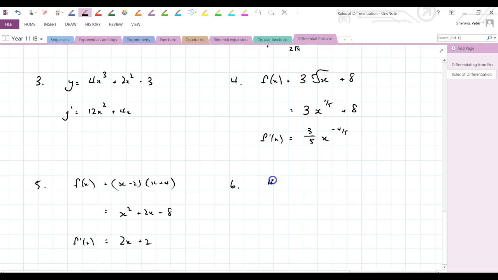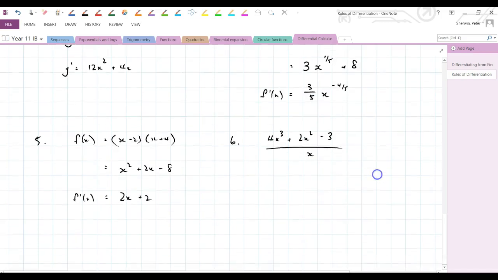Alright, 6. Last one. Now, this is a different question again. 4x cubed plus 2x squared minus 3, all over x. Okay, now the technique here is to split this fraction up. So I've got 4x cubed over x plus 2x squared over x minus 3 over x. So I split that up into 3 separate fractions. Now I can rewrite each in simplified form.